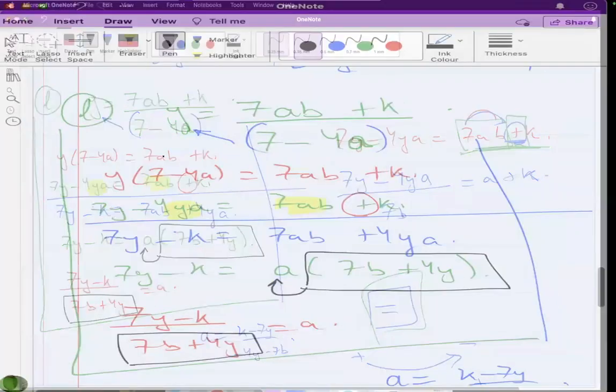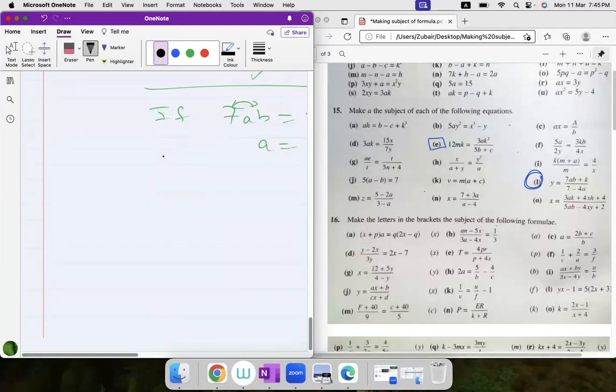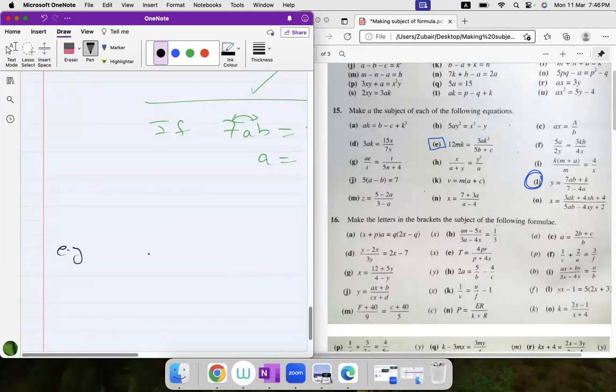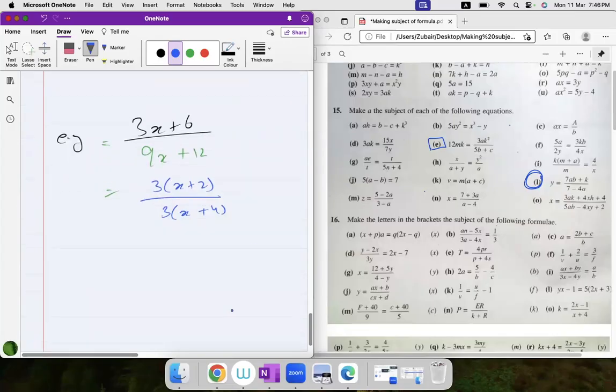We can only do that if we can take out common. For example, let's say we have 3x plus 6 over 9x plus 12. So what can I do? I cannot subtract them or divide them first. I'm going to take out common. This is x plus 2, and common in the denominator, this is x plus 4. Now I can cancel out this 3 and 3 because all the remaining numbers are being multiplied. So 3 can go with 3 and I'm left with x plus 2 over x plus 4.